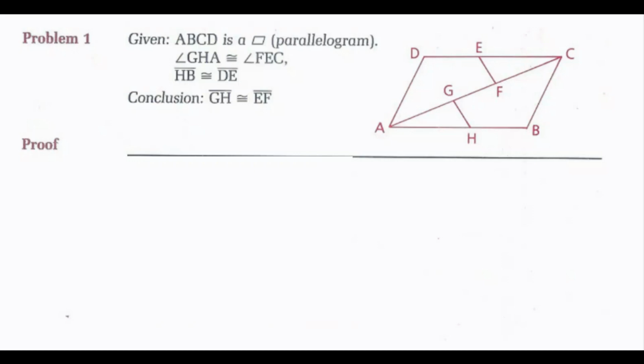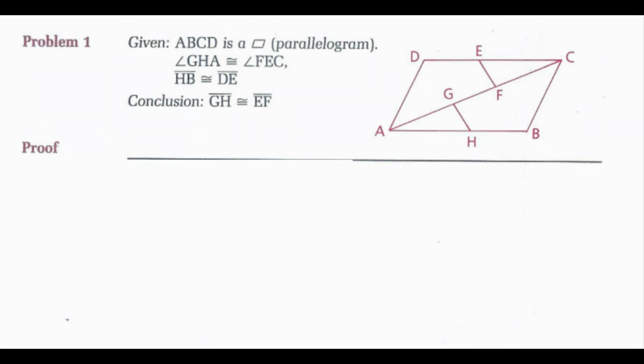Looking at our sample problems, we have problem 1. We have the following givens, and I want to conclude that segment GH is congruent to segment EF. So segment GH is this segment here, and EF is this segment here. Notice these segments are part of triangle GHA and triangle FEC. So if I can show that these two triangles are congruent, then these two segments will be congruent.